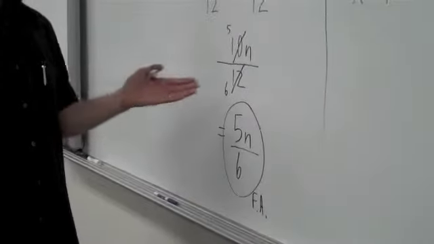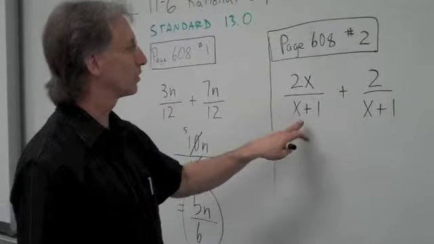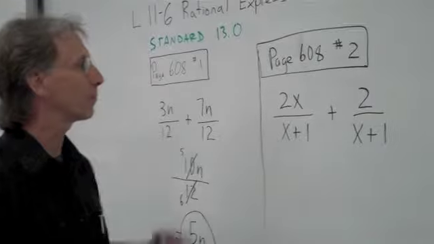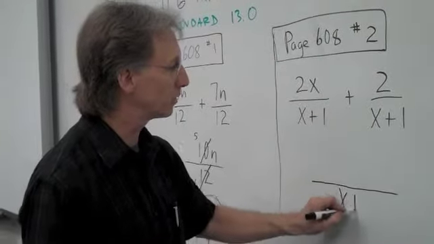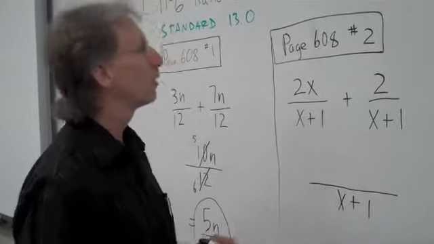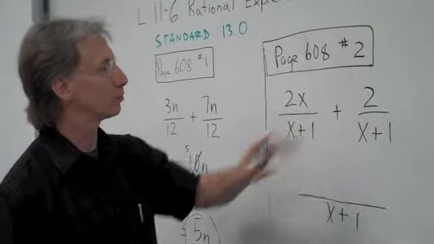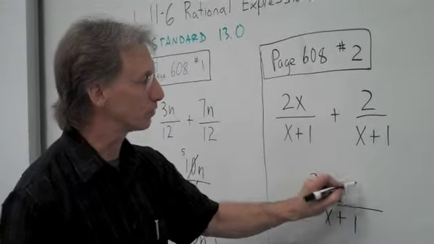Then we move over to number 2. It's the same kind of problem. Notice that the denominator on both of them is x plus 1. So we're going to rewrite this problem also this way. Put the x plus 1 on the bottom. But now we have 2x plus 2, and we can put that all on the top, 2x plus 2.